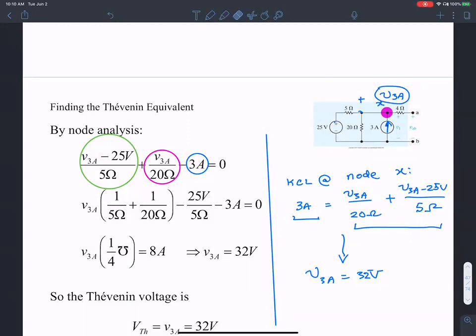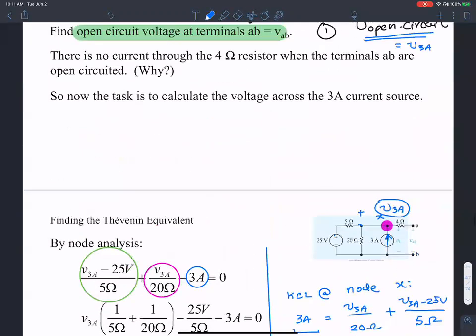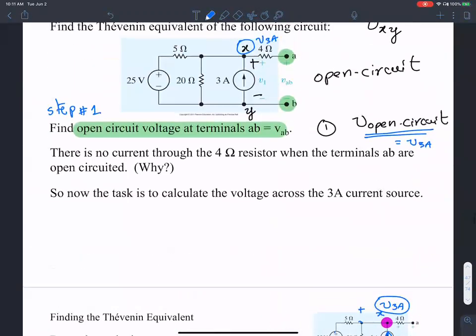Okay, so I set up KCL at node X so as to sum all the currents entering and all the currents leaving, and equate them. So I get a value for that node voltage V3 amperes, which is the same as the V open circuit that I want. Okay, that's 32 volts. That's step one. Okay, that is step number one.